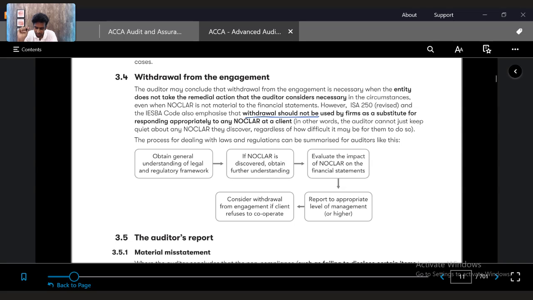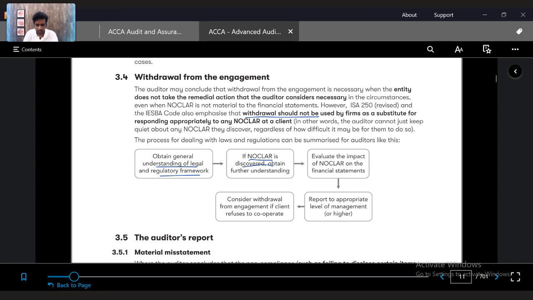So before you withdraw, a few things have to be done by the auditor. First, obtain a general understanding of the legal and regulatory framework, like how severe the non-compliance is. If you discovered certain non-compliance, obtain further understanding of it. Firstly, understand in which legal and regulatory framework the client is working. As an auditor, you are required to know what are the legal provisions and regulations that affect the client. Second, you need to have a general understanding. You don't need to have full understanding because you are not a lawyer, you are just an auditor. But you need to have a general understanding.